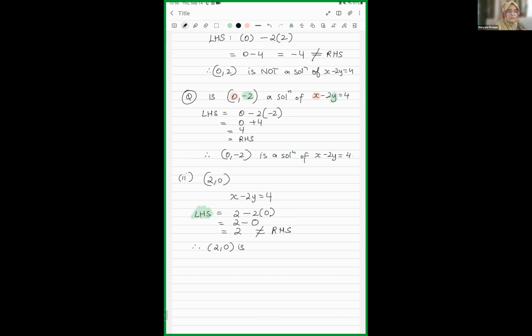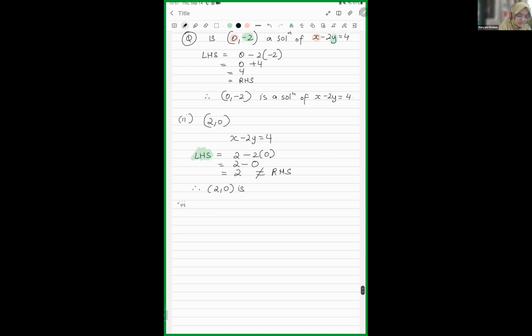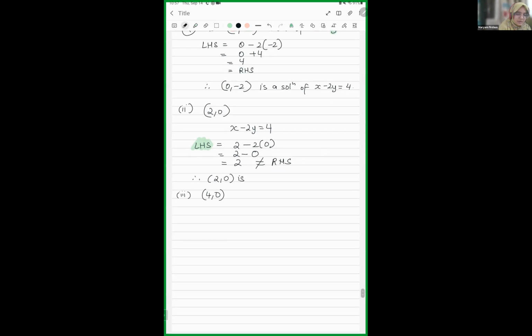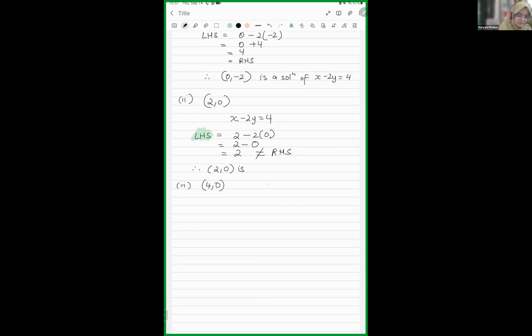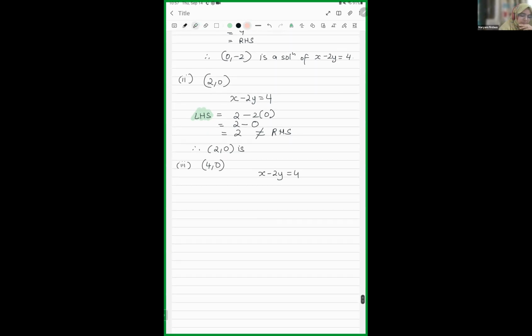Do the next one, (4, 0). Abdul Rahman, how do we check whether (4, 0) is a solution of x minus 2y equals 4? Well, let me think. Yes, it's okay. Take your time.